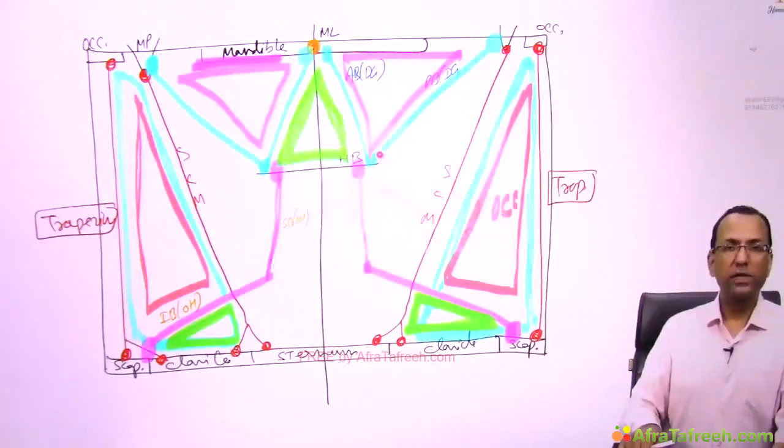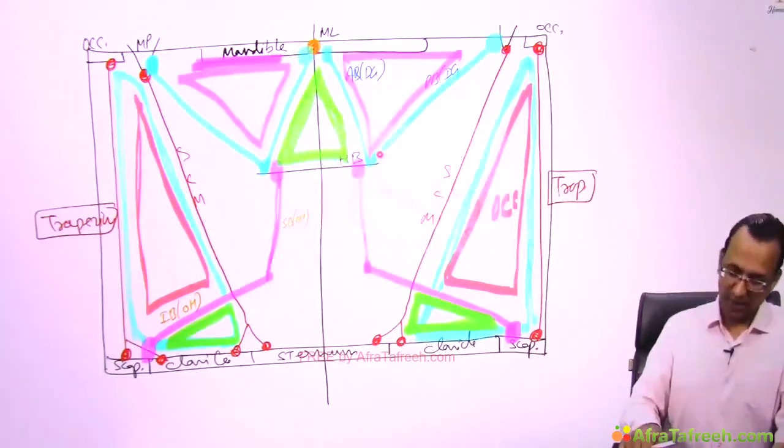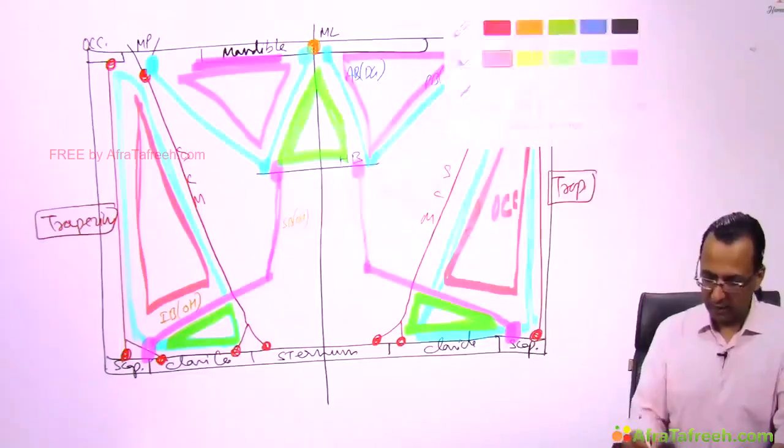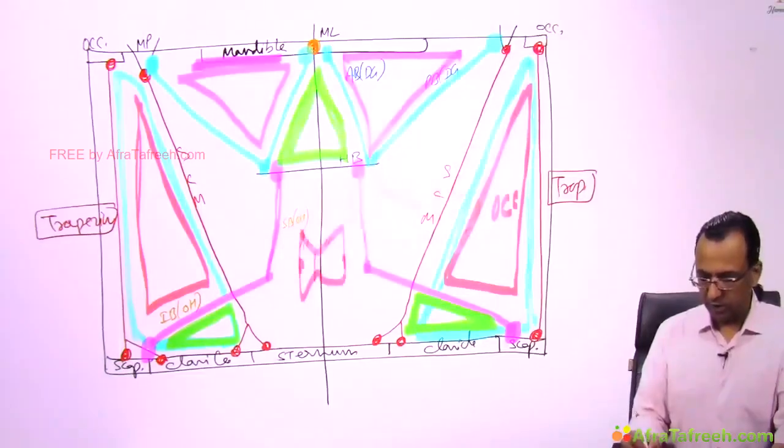One more triangle is to be seen where you have the thyroid gland present. Where is the thyroid gland present? The thyroid gland is present here. This is the isthmus of the thyroid in the midline.